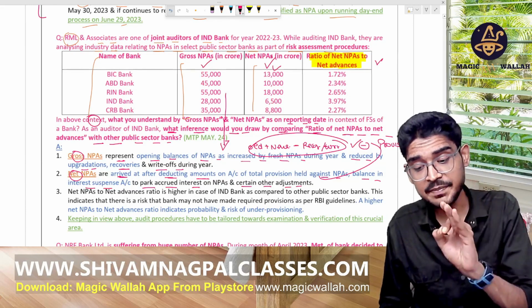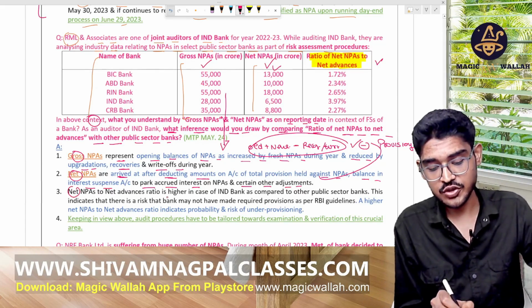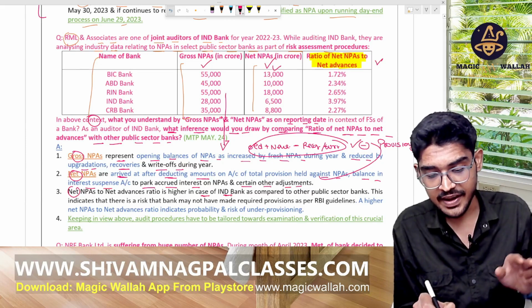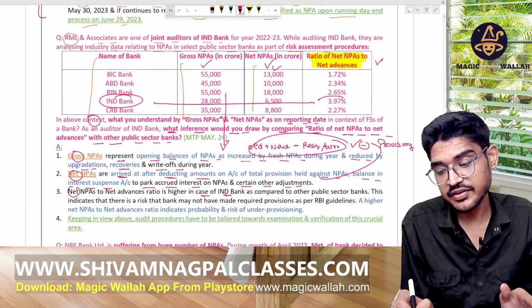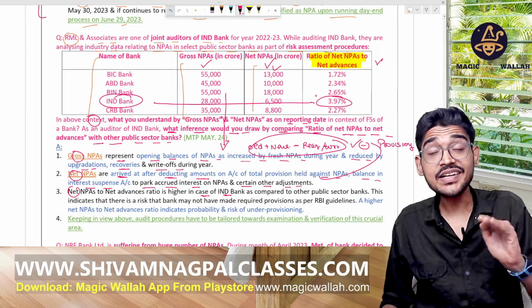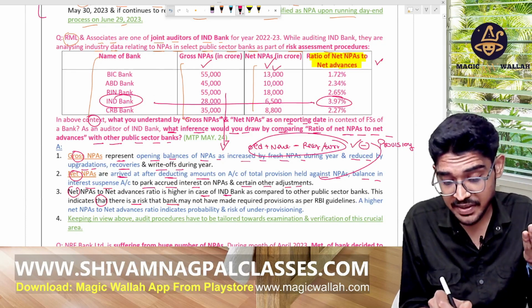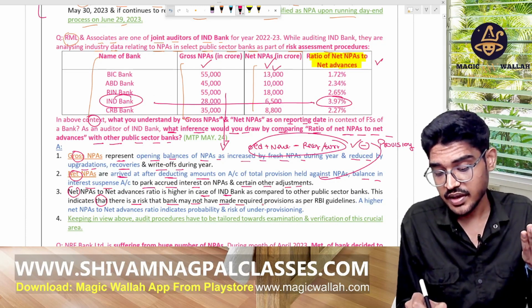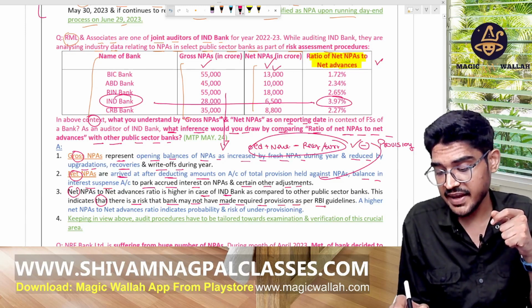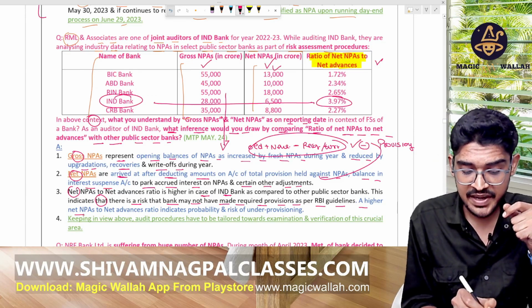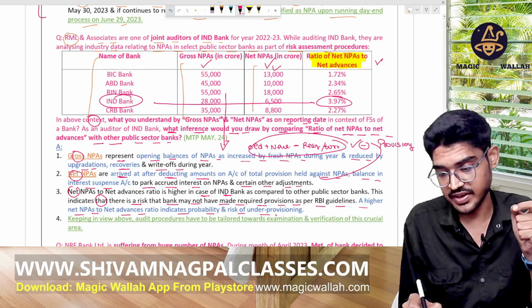And the ratio of net NPA to net advances. The net NPA to net advances ratio is higher in case of Ind Bank, 3.97%. So what does it indicate? This indicates that there is a risk that the bank may not have been able to make the required provision as per the RBI guidelines. A higher net NPA to net advances ratio indicates the possibility and risk of under-provisioning.